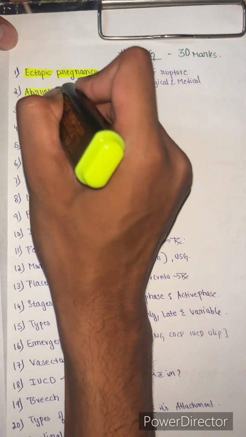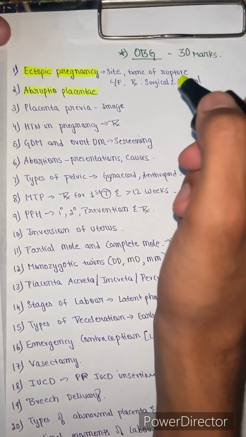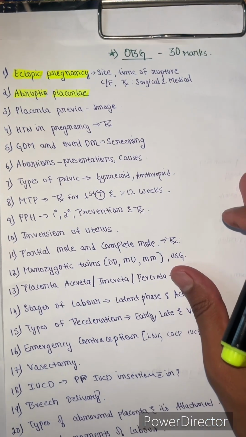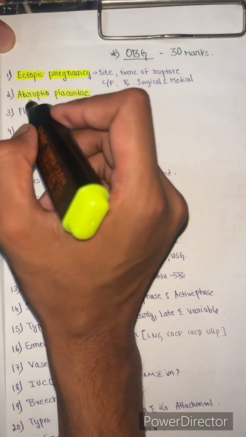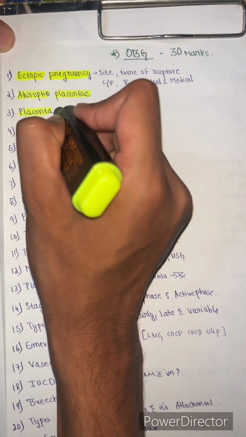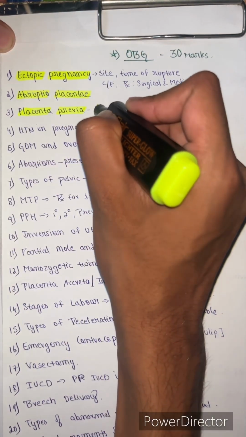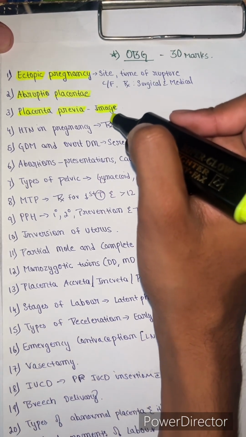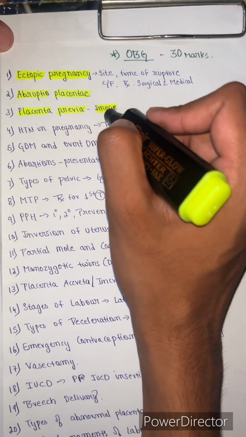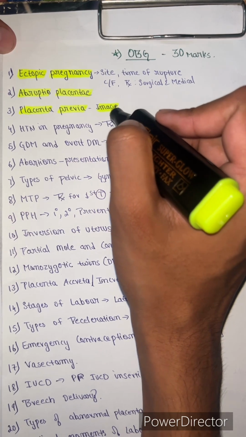Next is abruptio placenta. Again, in almost all the exams we can see a question from this particular topic, that is abruptio placentae. You should never miss this. Next we have placenta previa image. We should know the low-lying placenta, how it looks, and marginal placenta. By looking at the image, you need to identify what type of placenta previa this is.